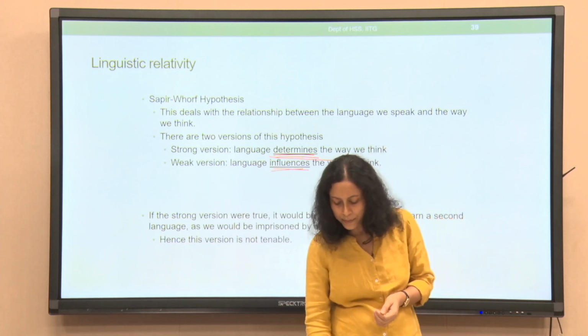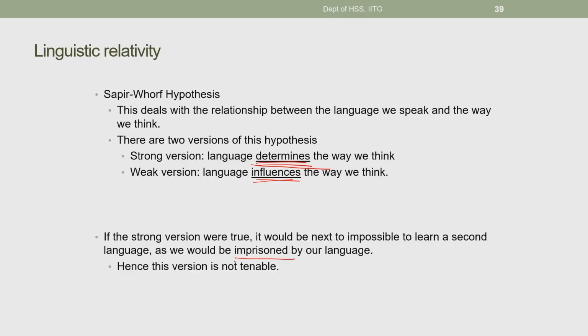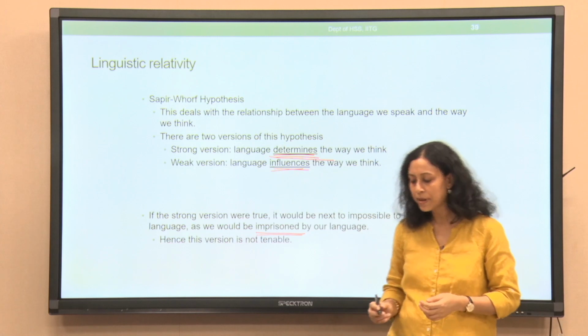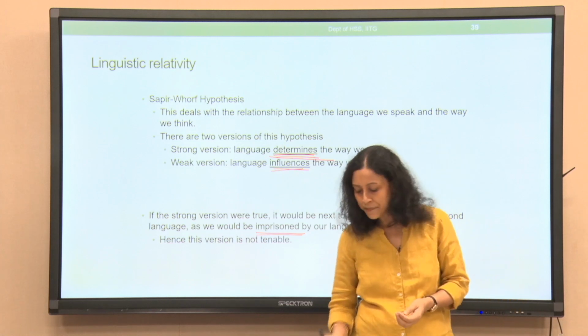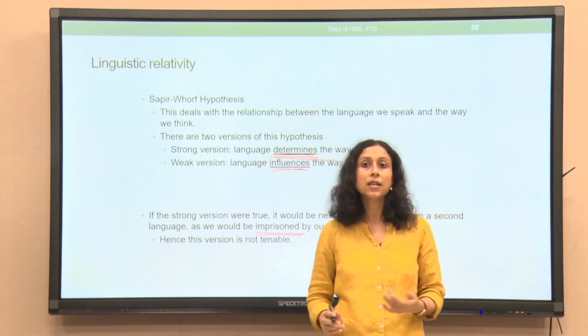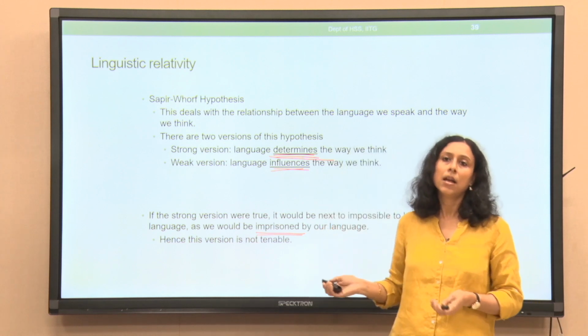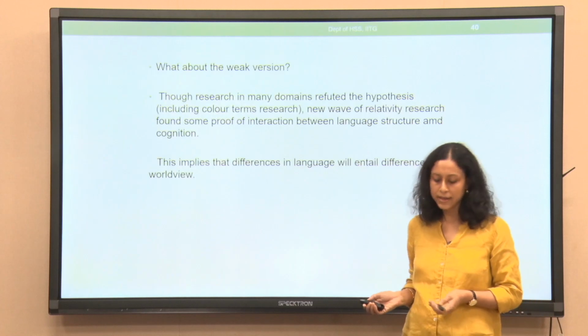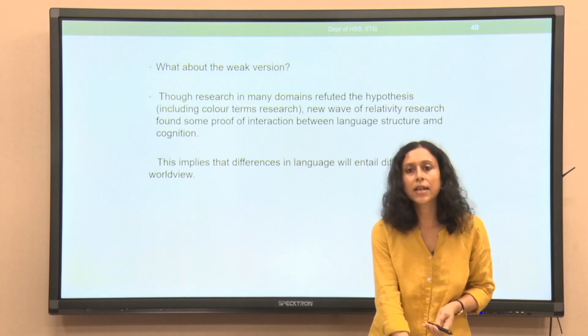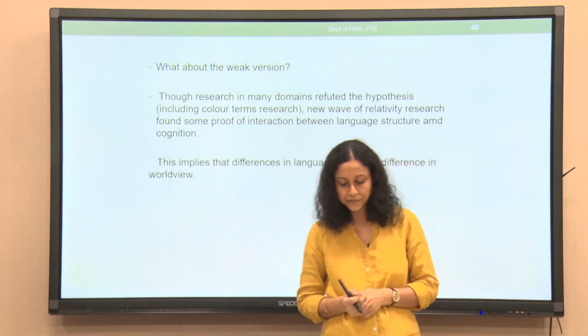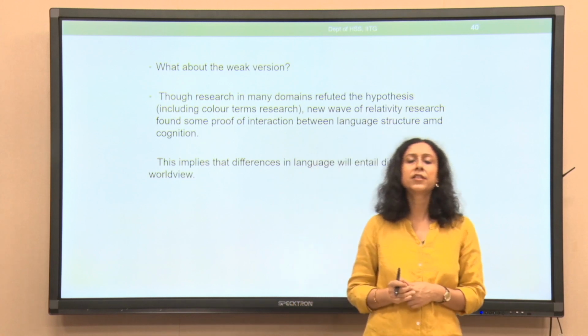So that way, our understanding, our cognition, our entire mental mechanism would be imprisoned, very limited by the language. However, this is not the case. Rosch was able to make them learn some of the non-basic and basic color terms in English. Okay, so the strong version is not tenable.